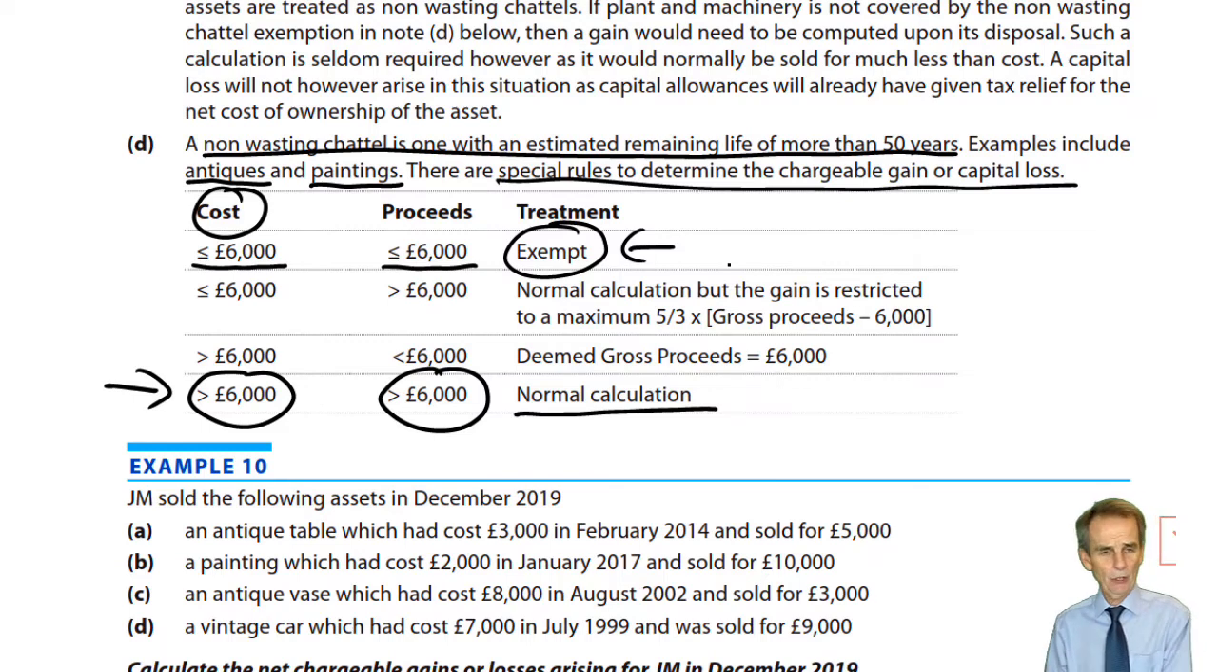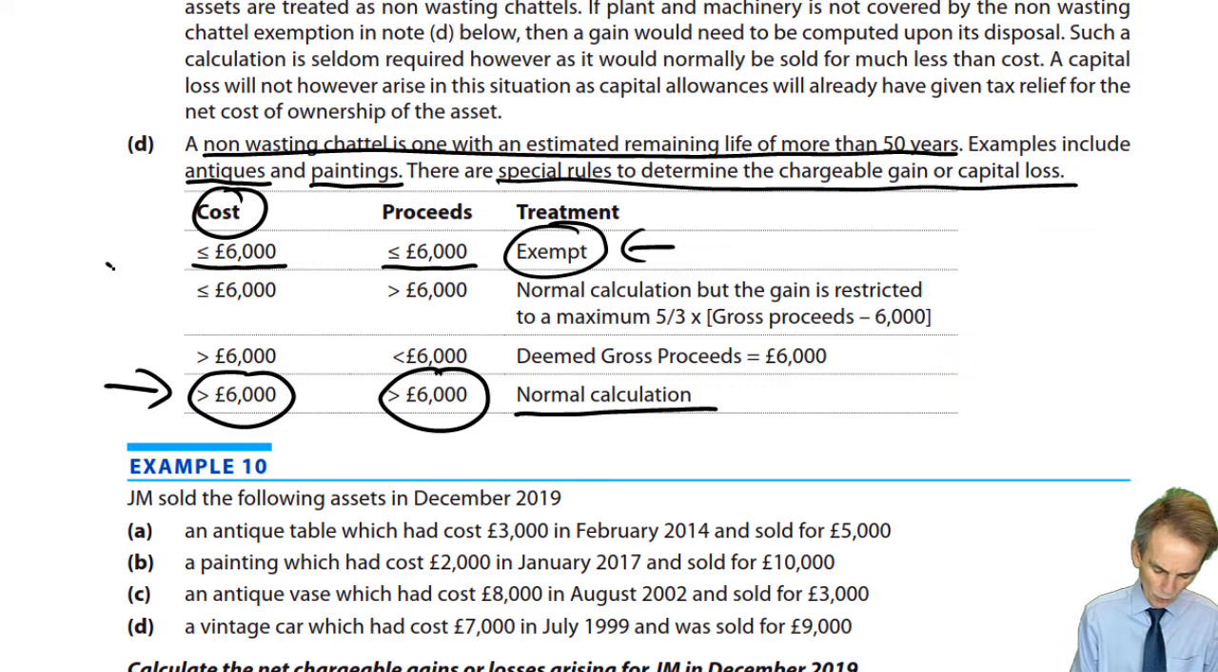We bought for 12,000, we sold for £20,000, normal capital gains calculation. What that leaves is that if one of the figures is below the chattel exemption limit and the other figure is above the chattel exemption limit, what do we do then? We know if both cost and proceeds are less than 6,000, it is exempt. If both cost and proceeds are more than 6,000, it's a normal gains calculation.